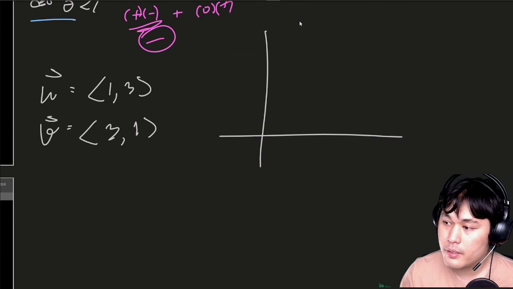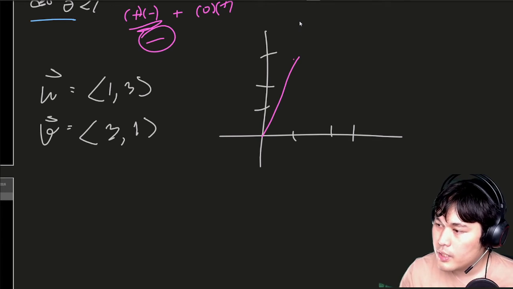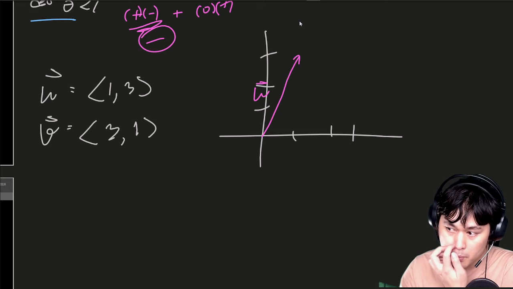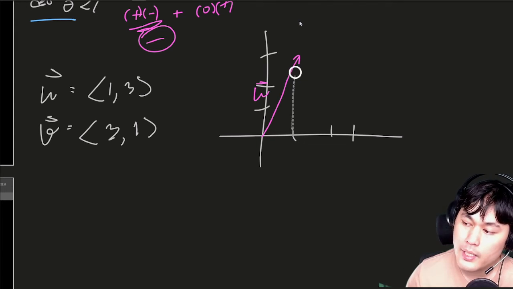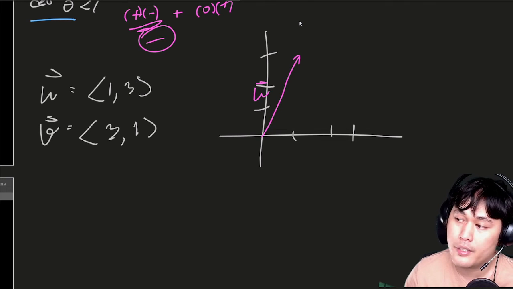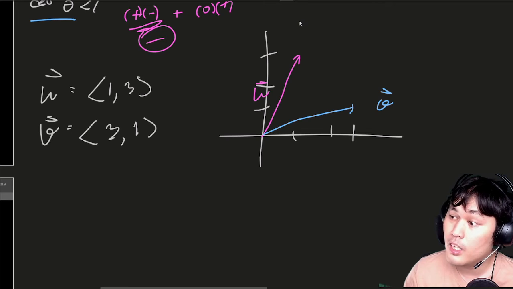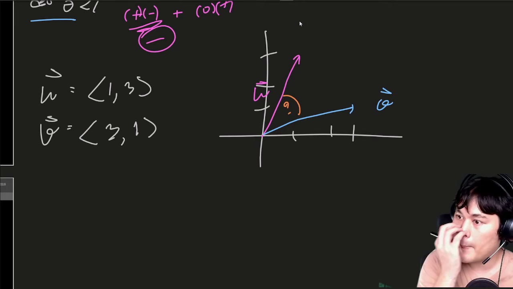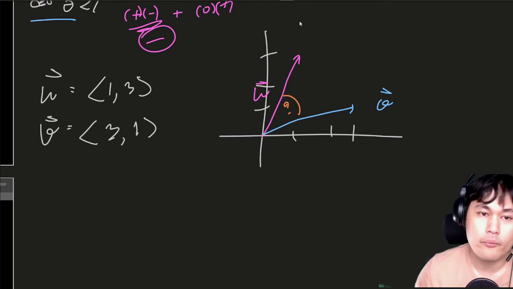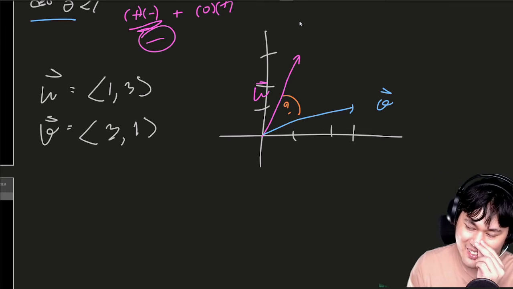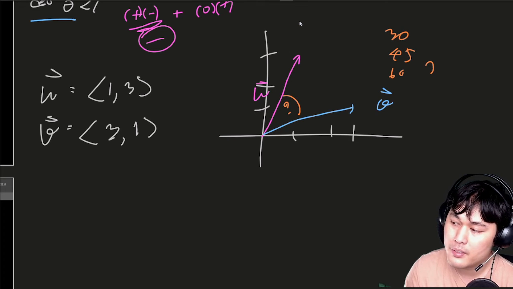If you draw it here, 1, 2, 3, 1, 2, 3, you get this vector. This would be U, because we walk one step to the right, 1 in the first component, and then 3 steps up, 3 in the second component. Then we have V here. Now you want to find this angle. Can you guess from the image what that angle should be? Just guess. You think it's 30, 45, 60? Which one?